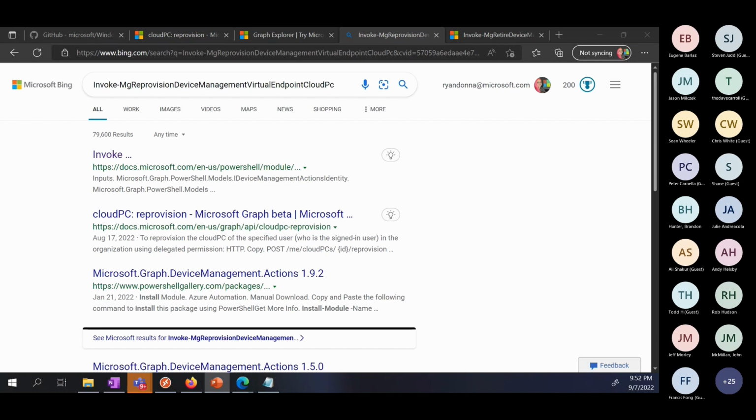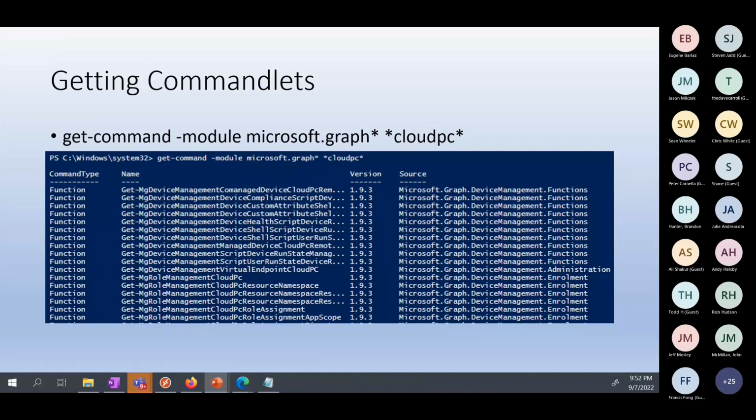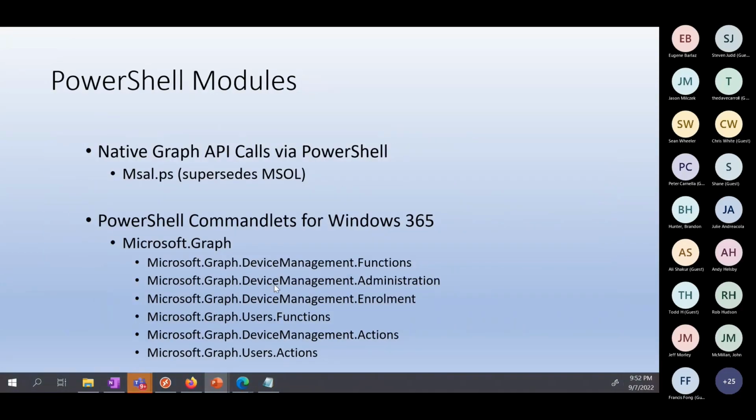Here it is. Let's do from current slide. Okay, so device management, functions, admin enrollment, users function, device management action. These are the only Graph modules you really need. Sure, you could go ahead and do an Install-Module -Name Microsoft.Graph, and it absolutely will work. And you'll get modules to manage Teams and Azure Active Directory and everything that has a Graph call, or you can just install what you need.